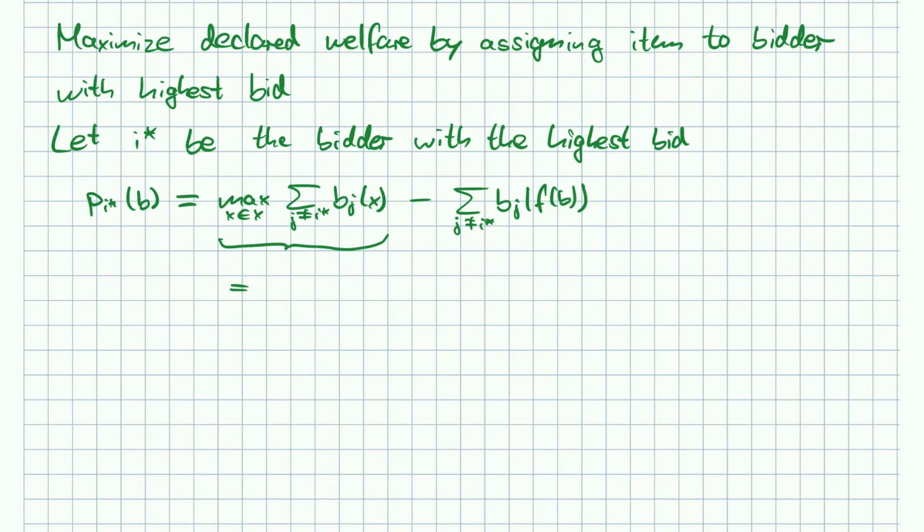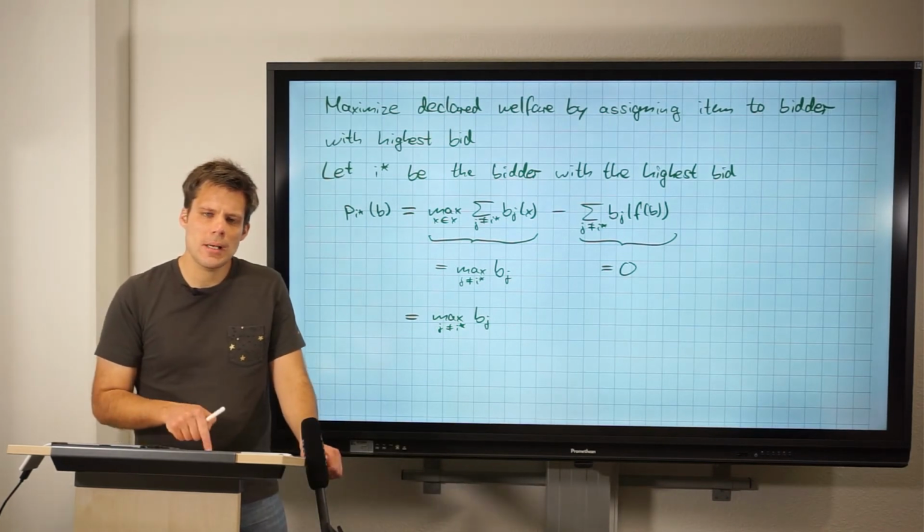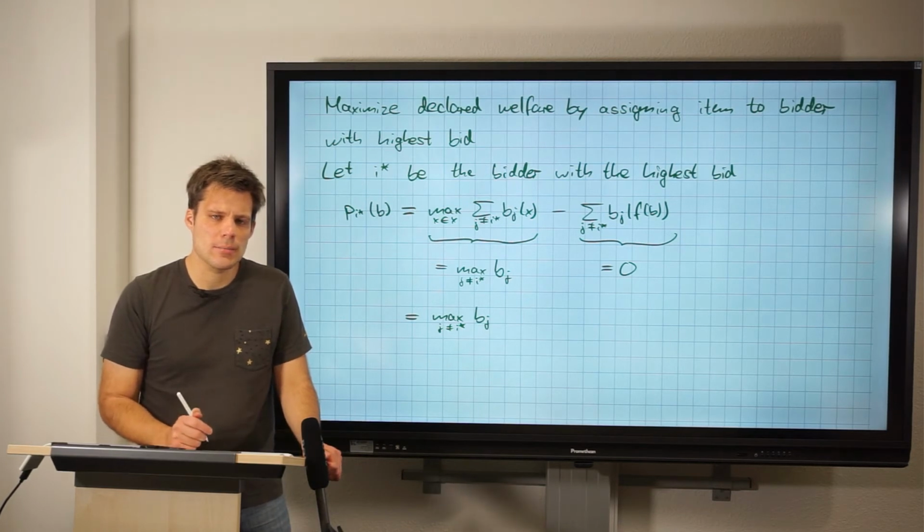Well, I would give the item exactly to the bidder with whatever is the highest remaining bid. And then, what is the declared welfare of everybody, counting everybody except for the bidder who's getting the item? Well, everybody else isn't getting the item, so all of these terms are 0. Which means that the bidder with the highest bid has to pay exactly the maximum bid of any other bidder. I hope this rings a bell, because this was exactly how we did this in a second price auction.